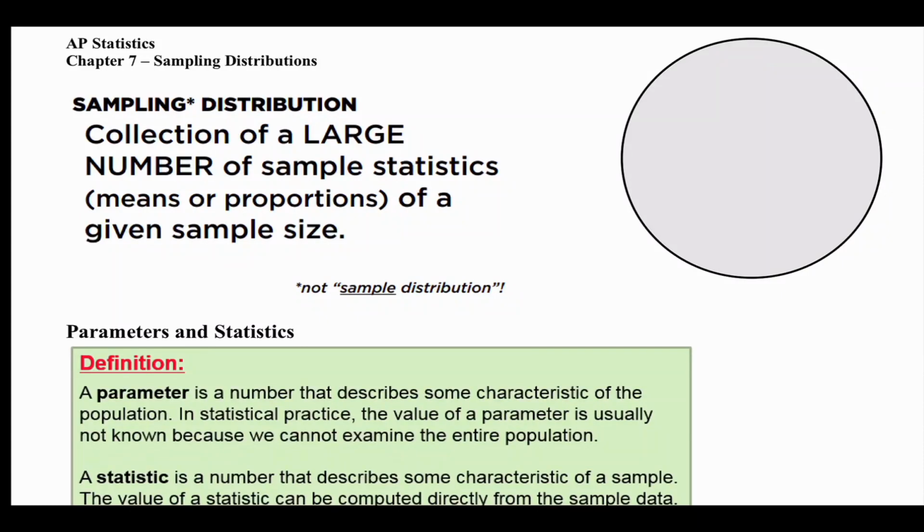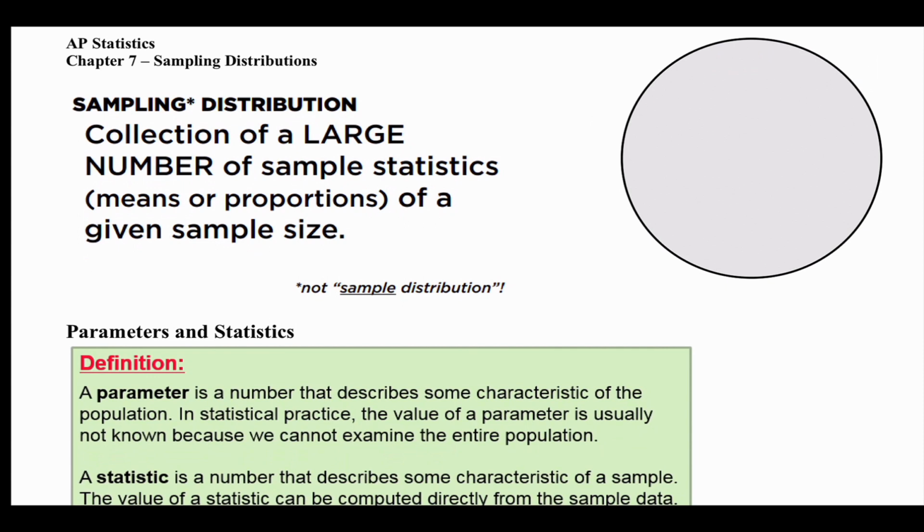Okay, sampling distributions. First, the word distribution. Distribution is just a lot of stuff put together. It could be a graph, it could be a table. When you have a lot of information that you put together, that's a distribution, okay?